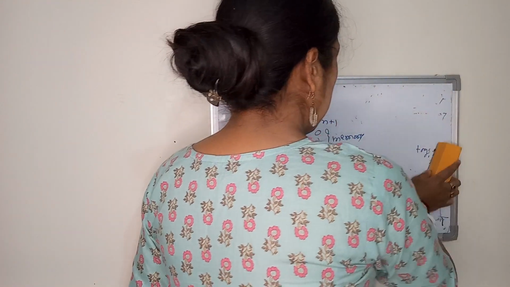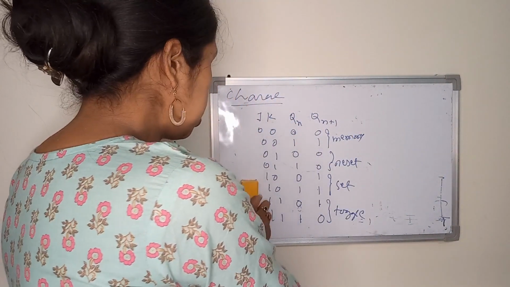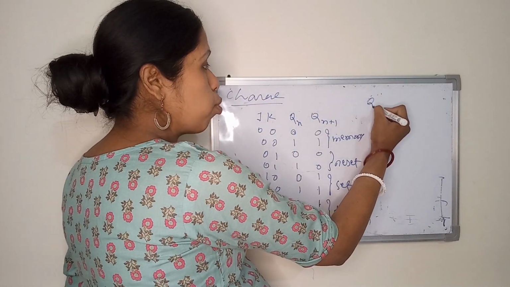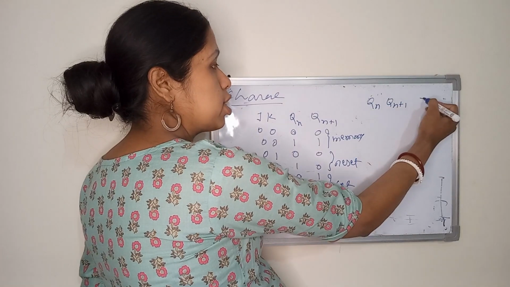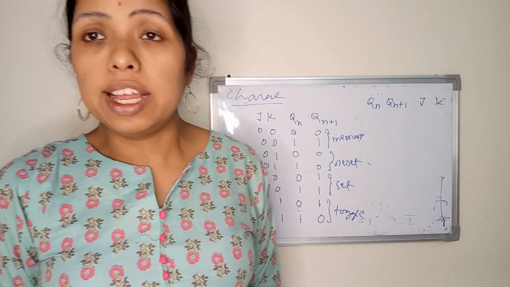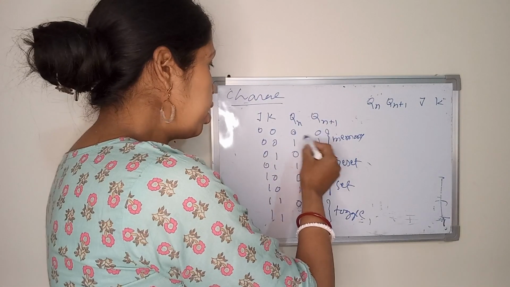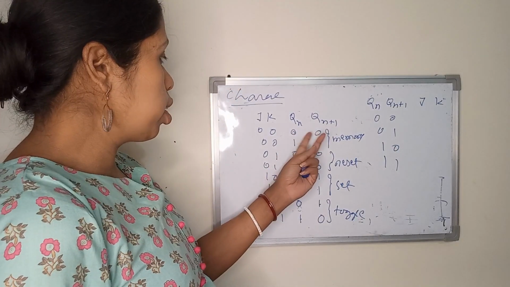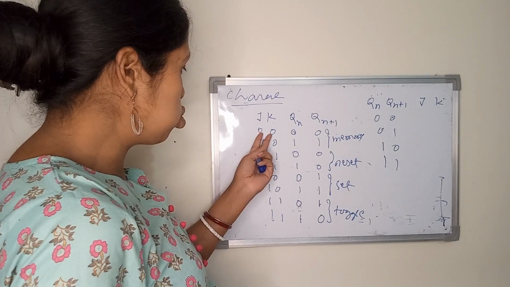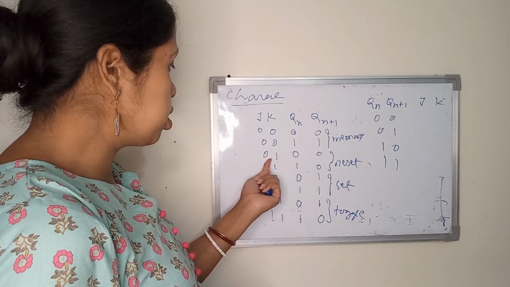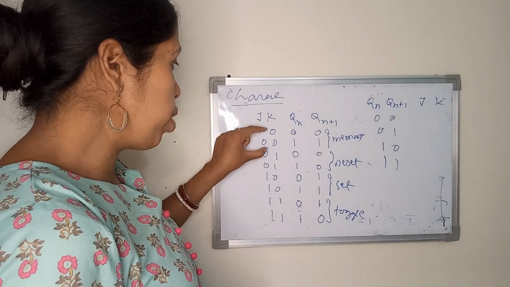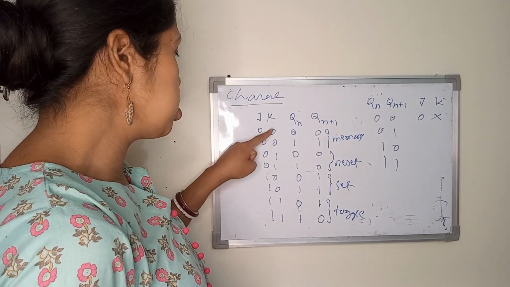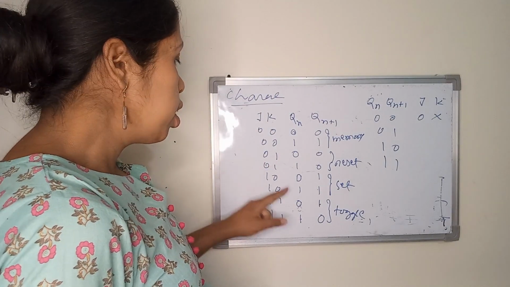Now I am writing the last one, the excitation table of the JK flip-flop. From the characteristics table you can write the excitation table. In the excitation table, Qn and Qn plus 1 are on the left-hand side and J and K are on the right-hand side. So I am writing the 4 combinations. If Qn and Qn plus 1 are both 0, 0, the value of JK is 0, 0, and again here it is 0, 1. That means J is the same, but K is different: 0 and don't care, because at one time K is 0 and at another time K is 1.